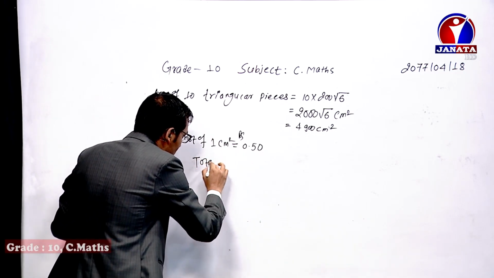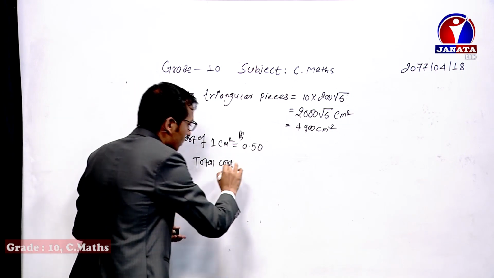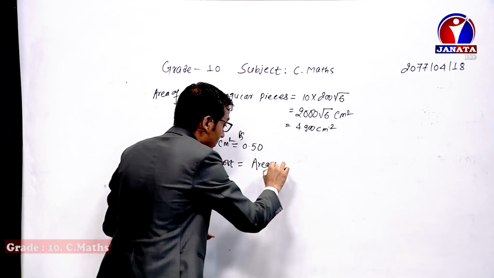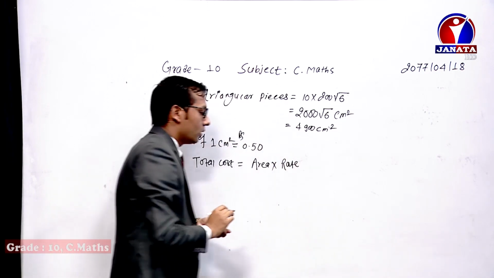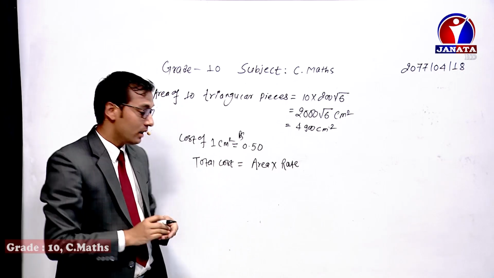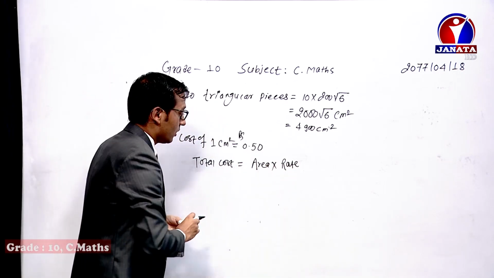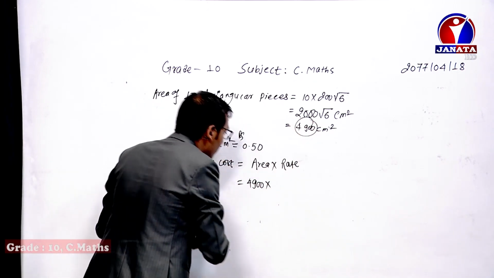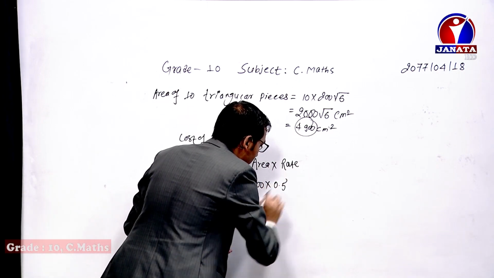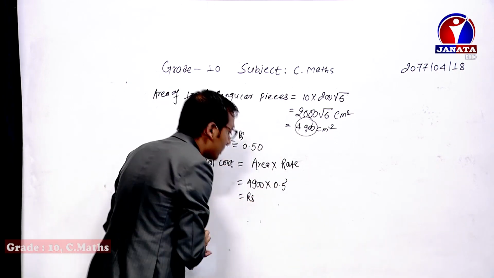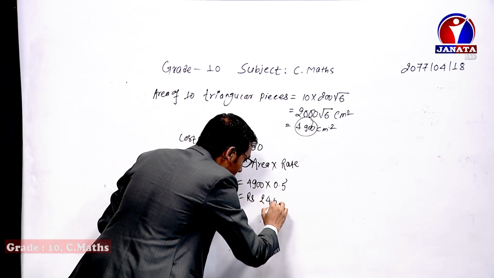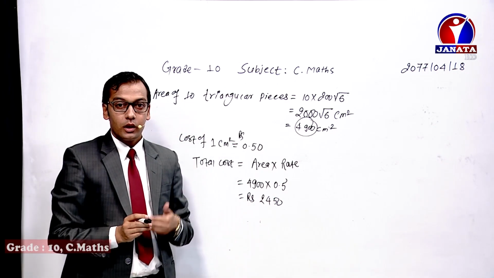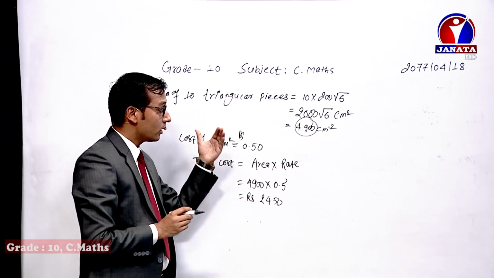So total cost required is area times rate. So what is the area? 4900 multiplied by the rate 0.5. So it gives rupees 2450. So this is the total cost required for making this umbrella.